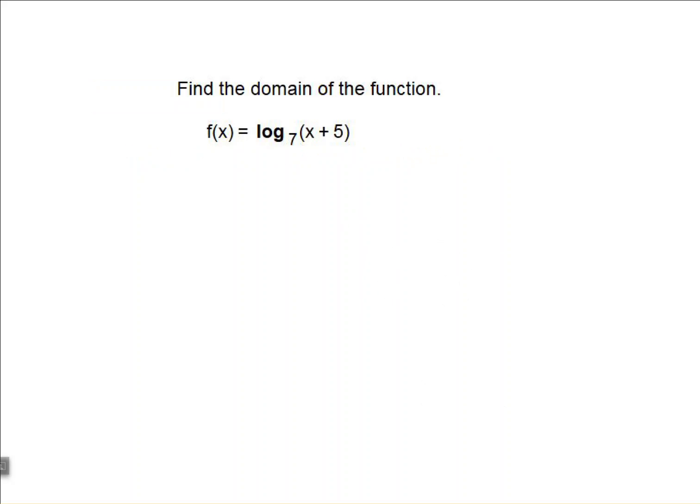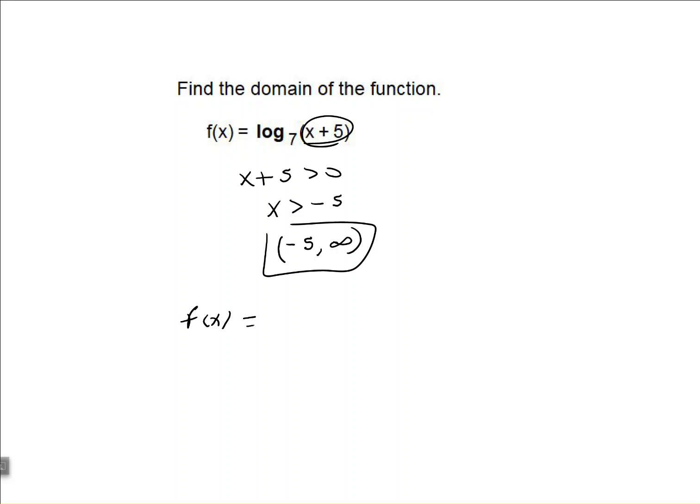Okay, so here if I have f of x equals log base 7 of x plus 5, then I still have a horizontal translation. This thing shifts to the left 5 places. So my domain should be from negative 5 to infinity. So again, subtract 5 from both sides. And you see that my domain is all the x's that are greater than negative 5, or negative 5 to infinity.